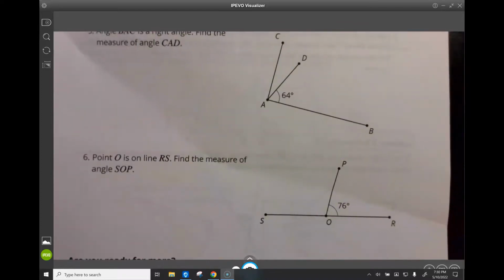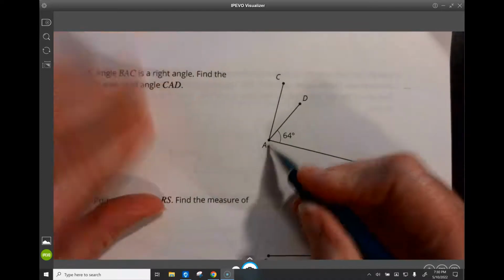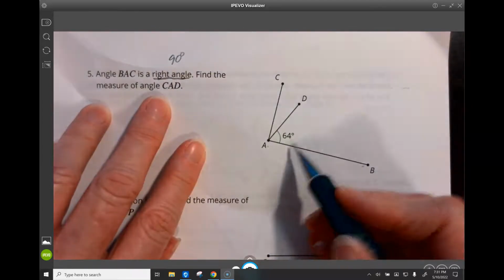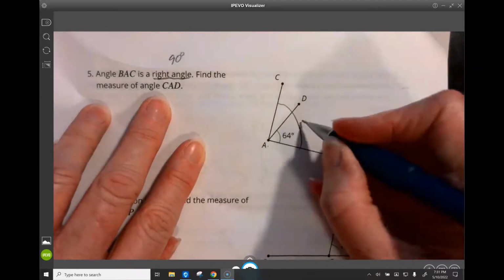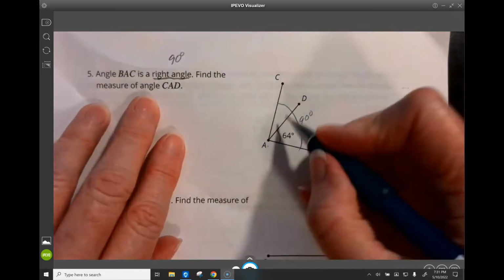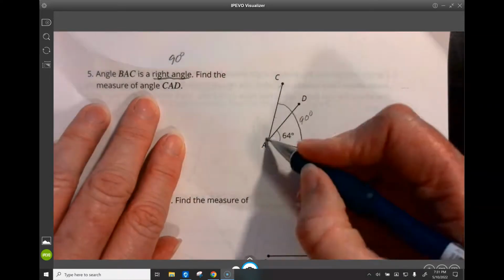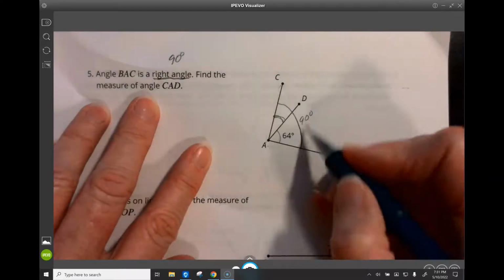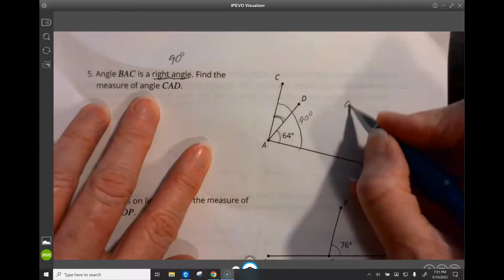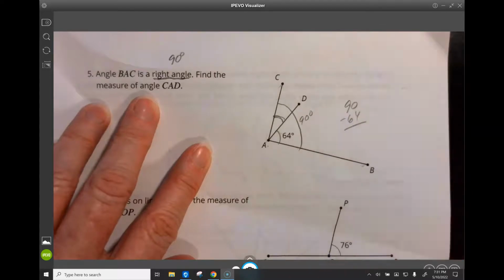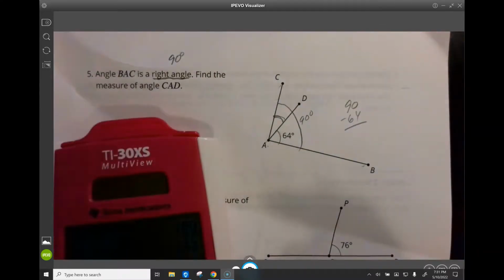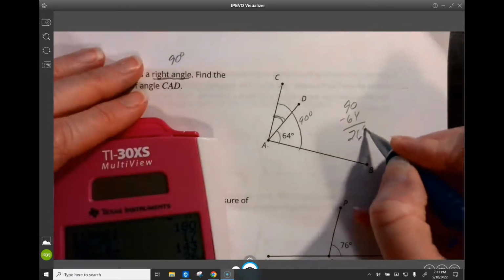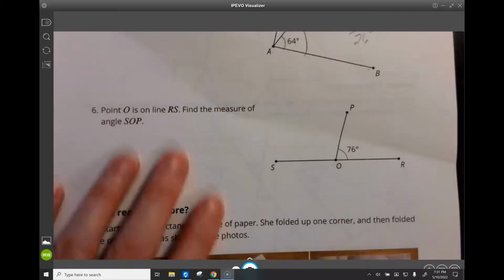Angle BAC. So BAC is a right angle. What's a right angle? Right, 90 degrees. So this whole thing is 90 degrees. Okay, find the measure of this angle, CAD, this angle right here. What do you think we're going to do? Right, we know the whole big one is 90, and this part is 64, so we're going to take 90 minus 64. And I know I should be able to do that without a calculator, but I'm not good at subtracting. 26 degrees.